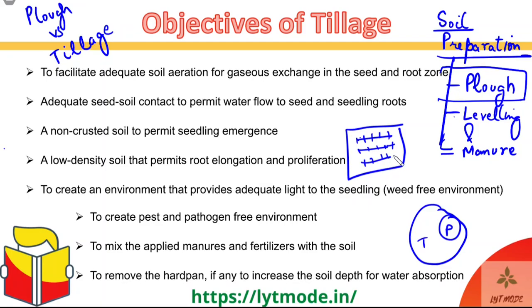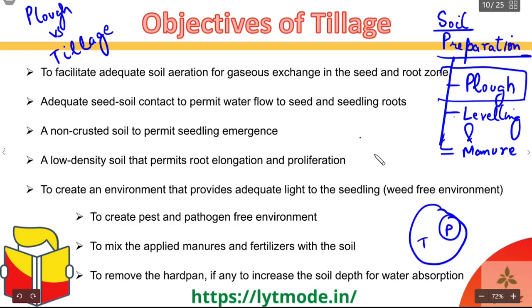Now, the detailed definitions you can of course go through in the notes. But what I'll try to make you understand here is why we do tillage. Tillage is done to ensure adequate aeration in the soil for gaseous exchange, because the seed and the root zone require exchange of gases, and that is done through proper aeration of soil. For that, tillage is very important. Then adequate seed-soil contact to permit water flow is another objective.